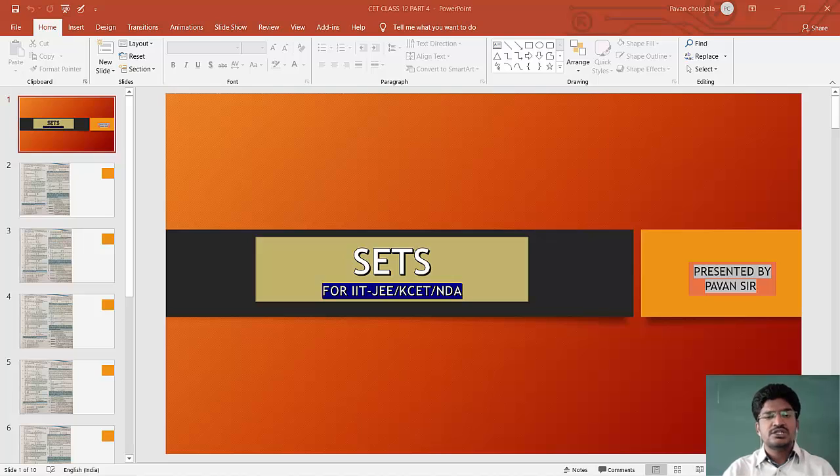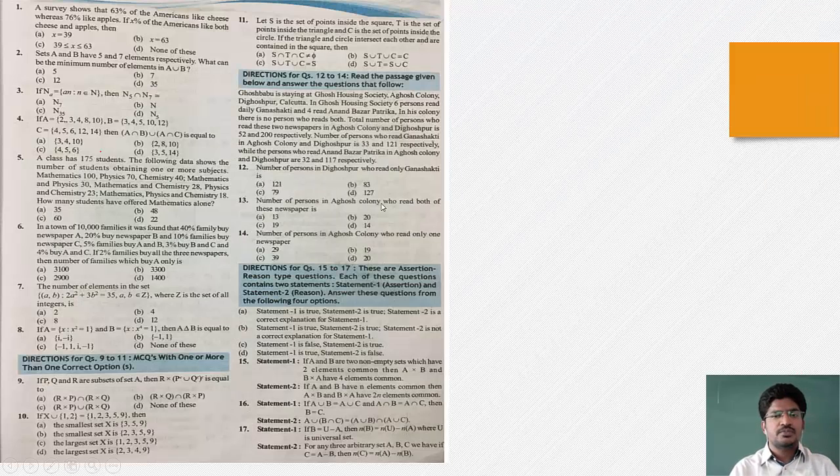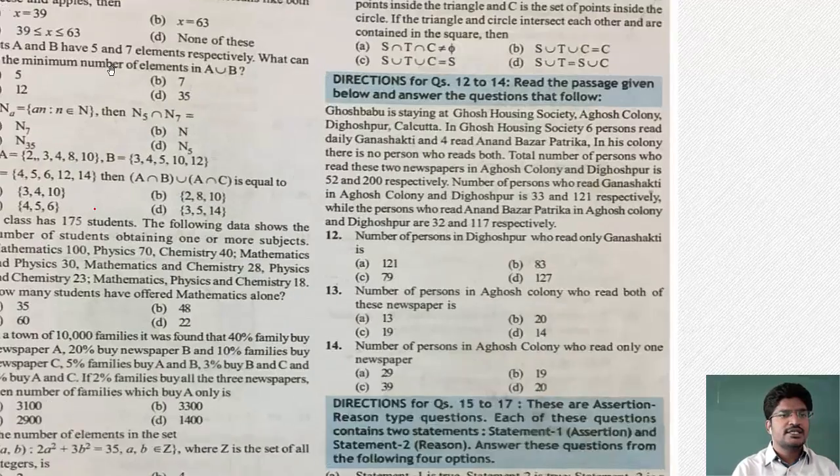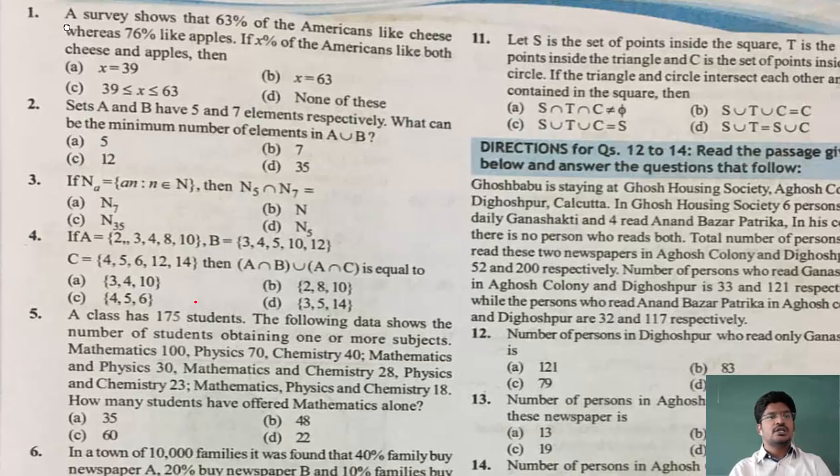So this is the fourth session on CET, NDA and IIT JEE Mains questions. We are dealing with the sets topic. Let us continue with the problems which we have left in the previous class. In this session I am going to start the problems on practice lab. Okay, let us see the first problem on your practice lab.